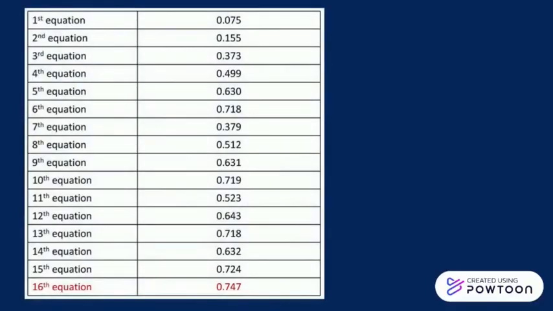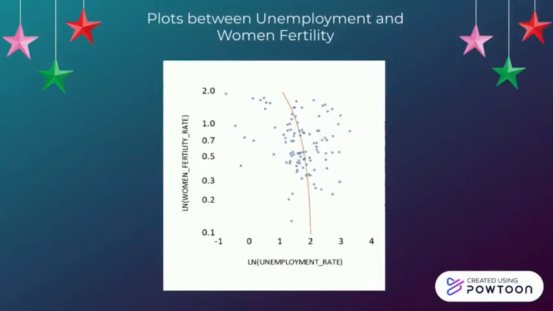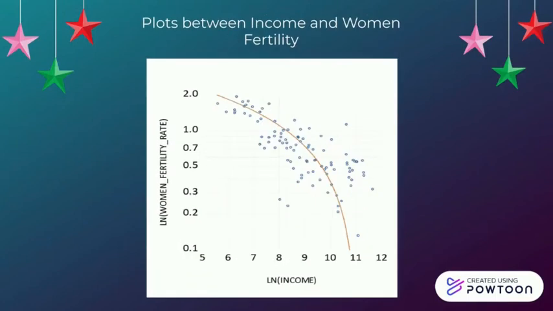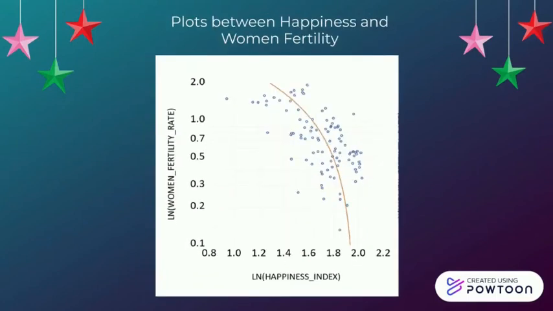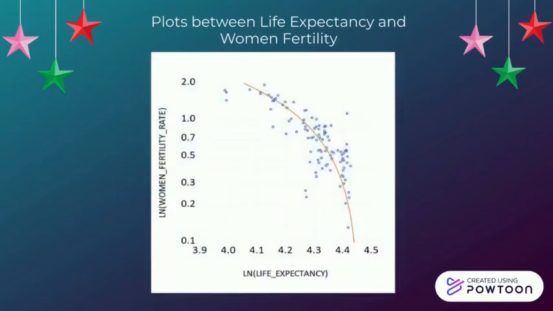If we look closely, we can see that R square of the 16 equation is better than other equation. It means that when we combine all variables together, it can affect the woman fertility 70% and the rest of it is affected by other variables. Here are the following plots. So we can see that each variables have negative correlation with woman fertility.